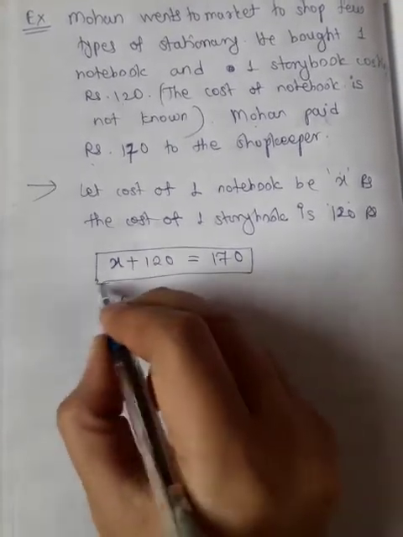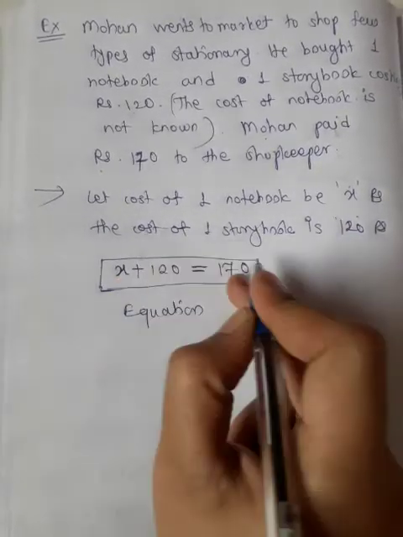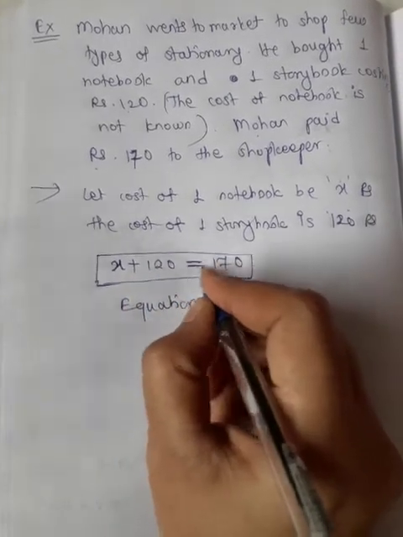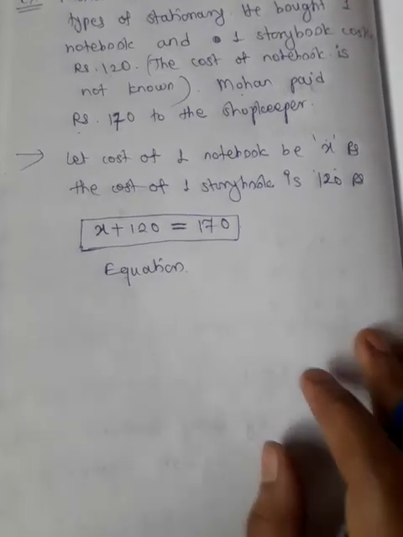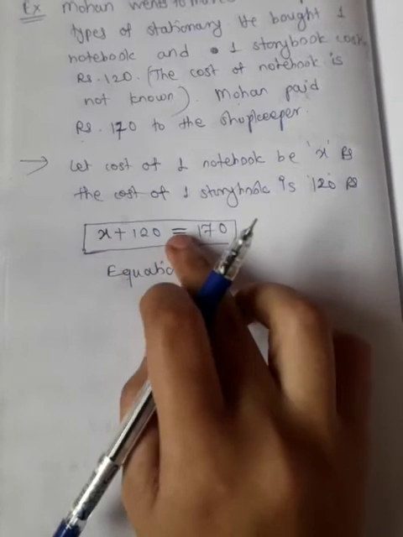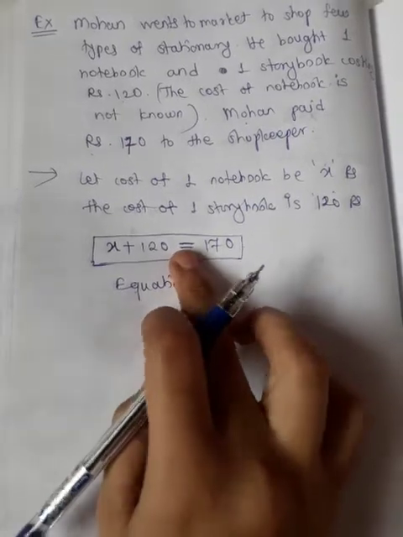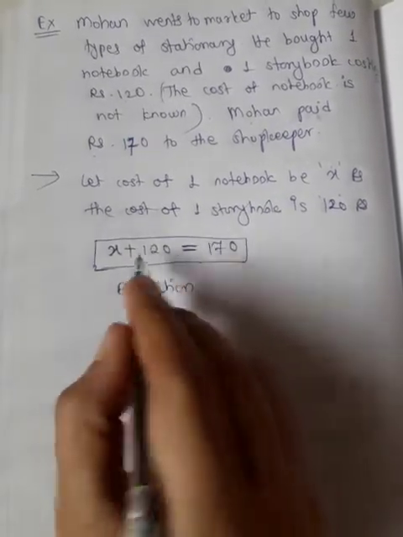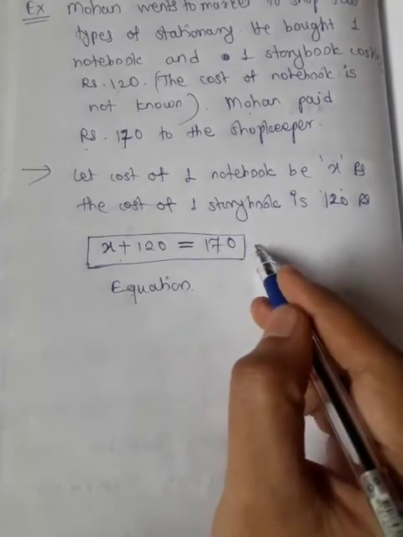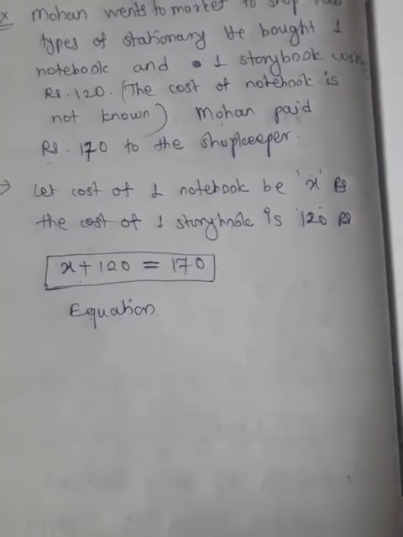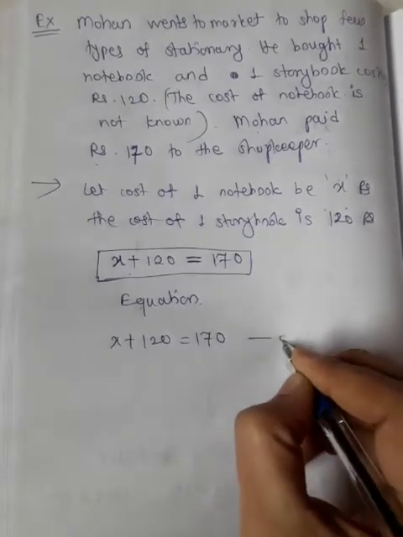Okay, and see why we call it an equation, because there is an equality sign between two sides. In an equation there is always an equality sign, and this equality sign shows that the value of the expression on the left side is equal to the value of the expression on the right side. So here x plus 120 is equal to 170 is an equation.